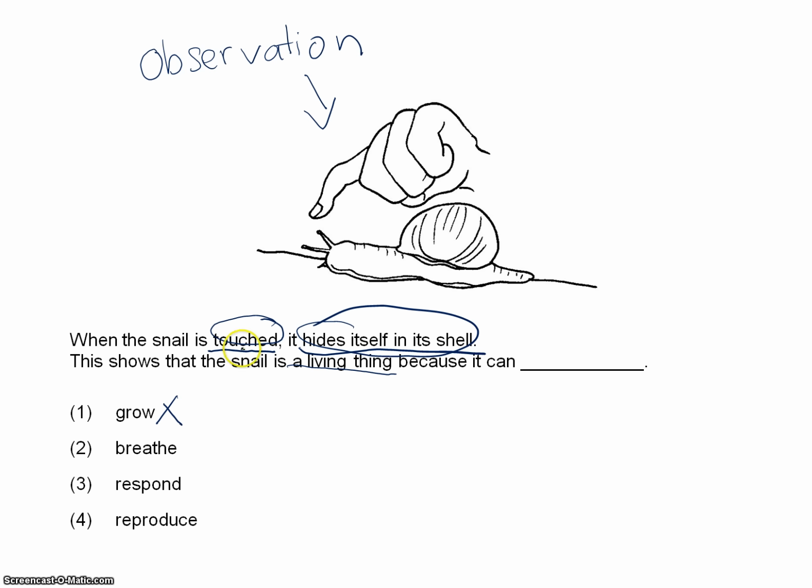Now, if you touch the snail and it hides itself in the shell, does it show that it's breathing? No. Now, let's see, I'm left with two choices. Reproduce. Can the snail, in this picture, start reproducing smaller snails? No. Okay, so what about respond? Yes, of course, it is correct, because when it is touched, it hides itself in its shell. So it's responding to changes. So if you have been thinking about this answer for a very long time, and the answer is 3, you've got it right. The answer is 3.